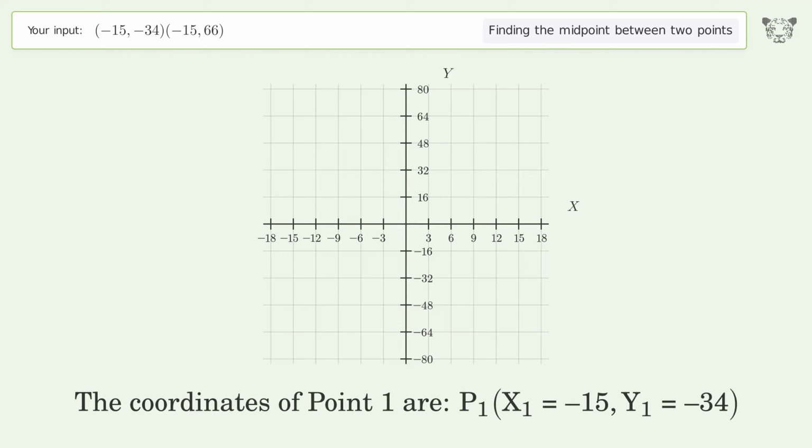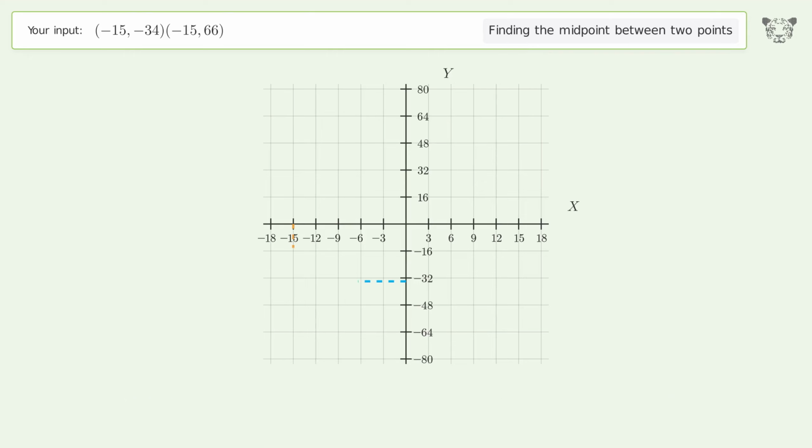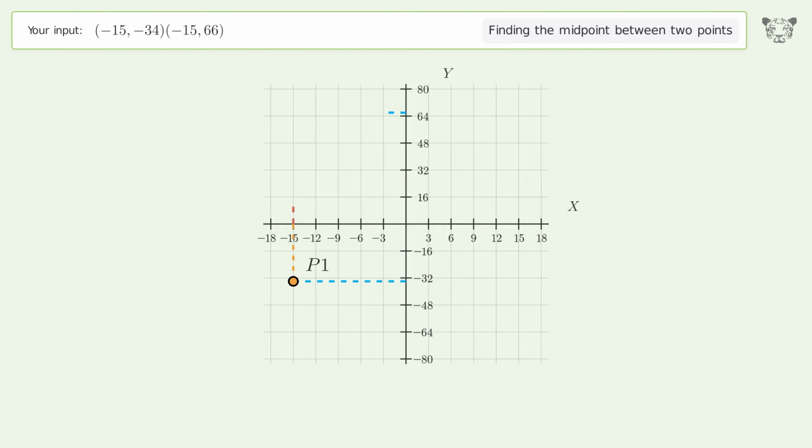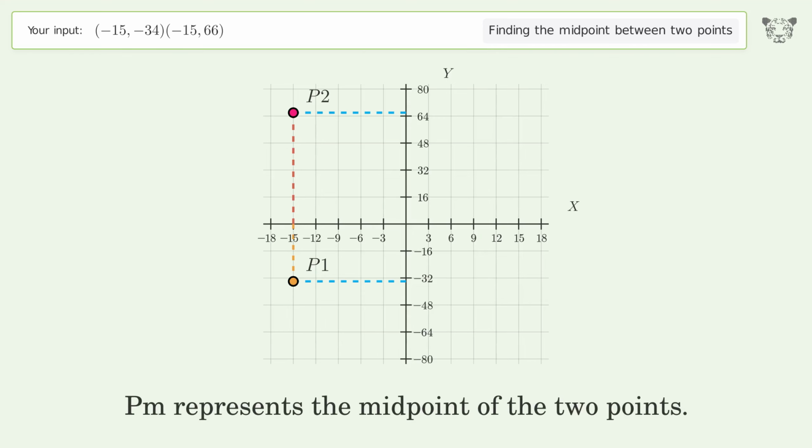The coordinates of point 1 are x1 equals -15, y1 equals -34. The coordinates of point 2 are x2 equals -15, y2 equals 66. PM represents the midpoint of the 2 points.